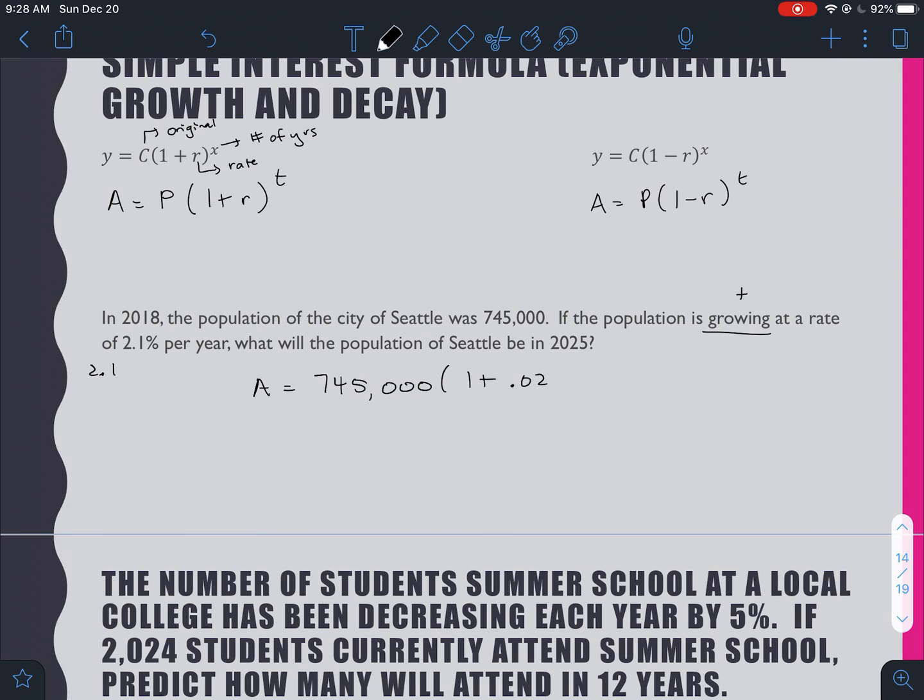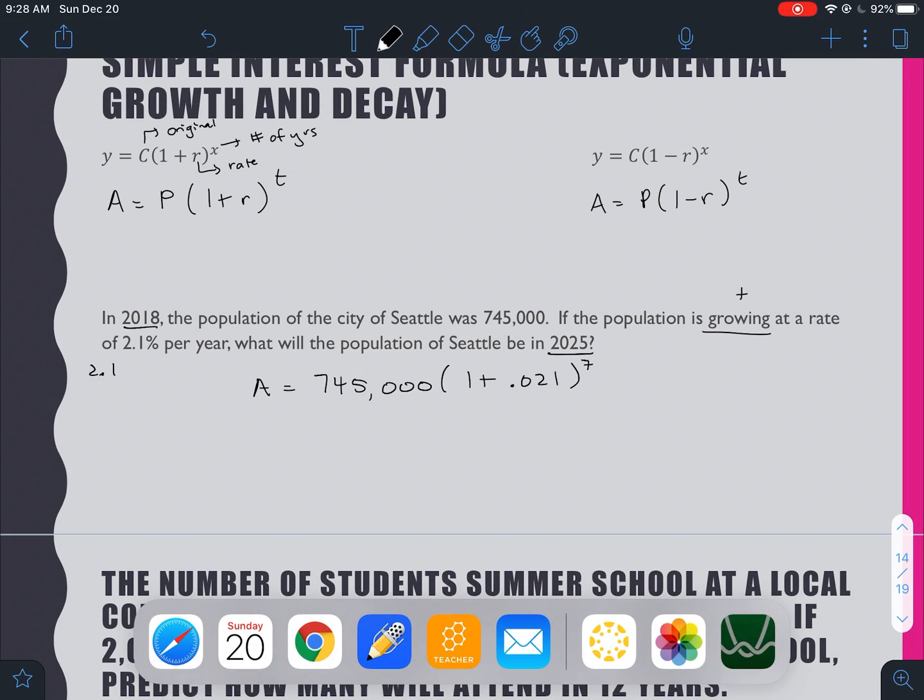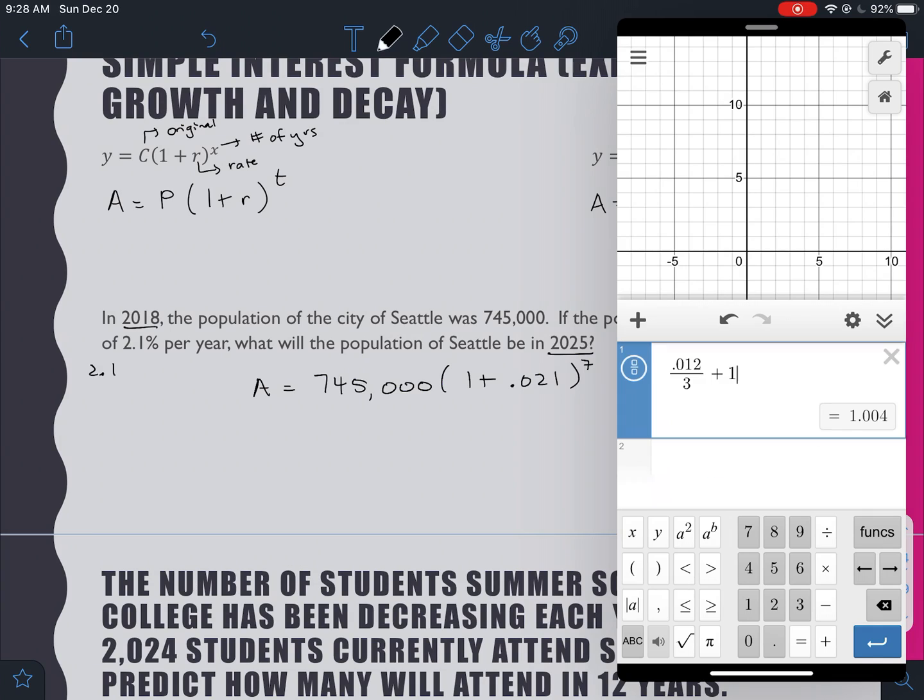And then it's going to be 1 plus the interest rate written as a decimal. So 2.1% written as a decimal would be 0.021. And then raised to the number of years. Well, we're starting in 2018 and we're going all the way to 2025. So how many years have gone by between 2018 and 2025? 7 years. And so now we just get to calculate that.